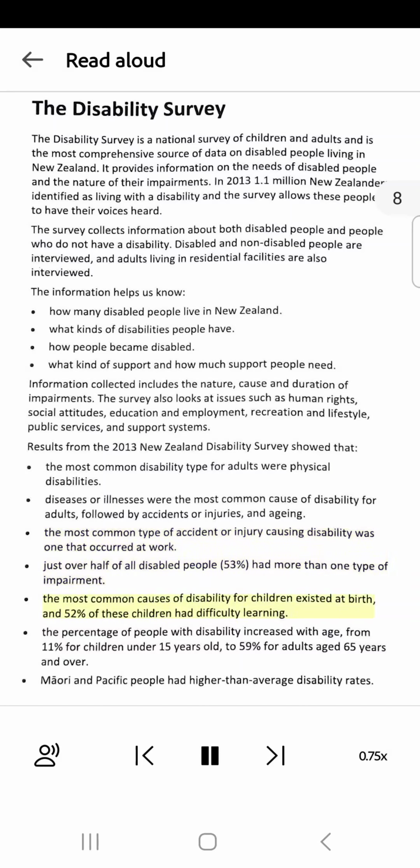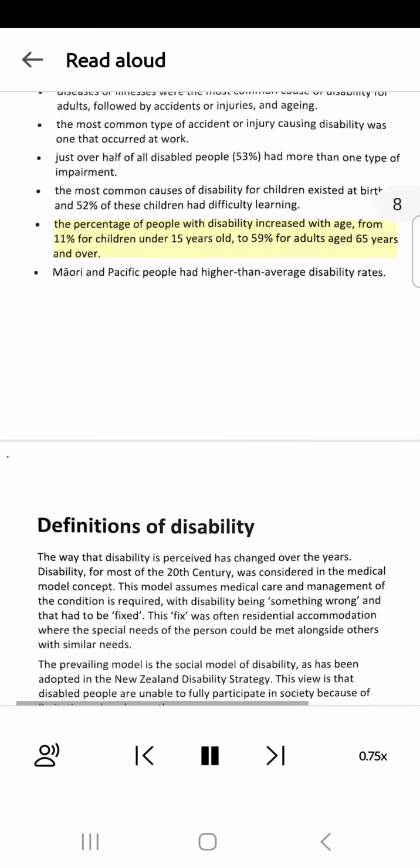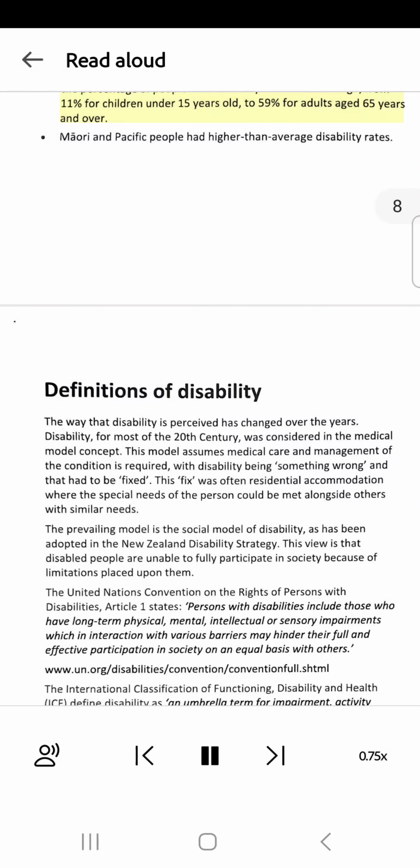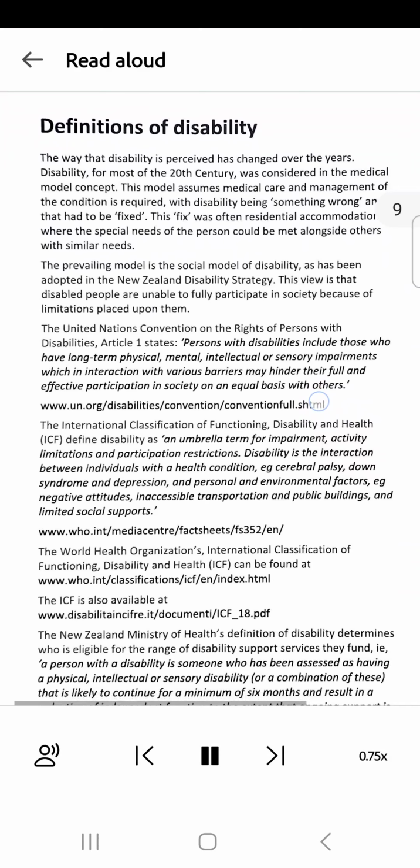The most common causes of disability for children existed at birth, and 52% of these children had difficulty learning. The percentage of people with disability increased with age, from 11% for children under 15 years old, to 59% for adults aged 65 years and over. Maori and Pacific people had higher than average disability rates.